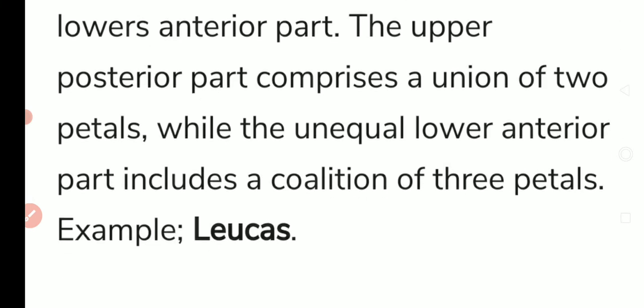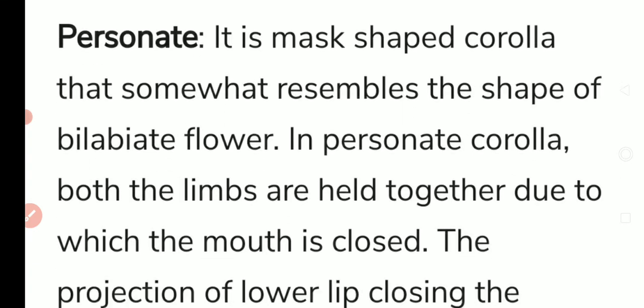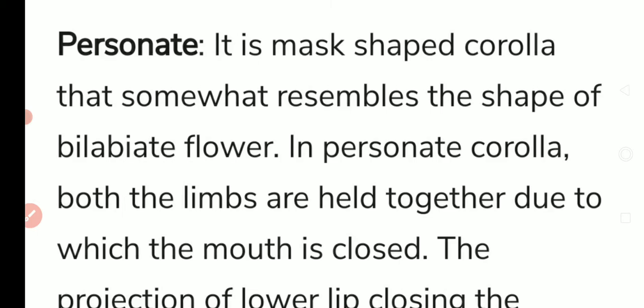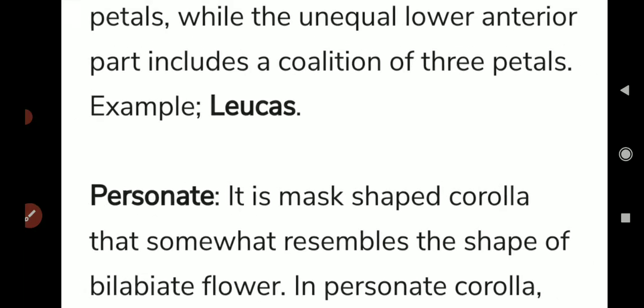Then example is your delphinium. Then personate, it looks like a mask. It resembles the shape of a bilabiate flower. Both the limbs are held together, due to which the mouth is closed. The lower lip closing is referred to as a palate, okay. Example is snapdragon. Is there any image?